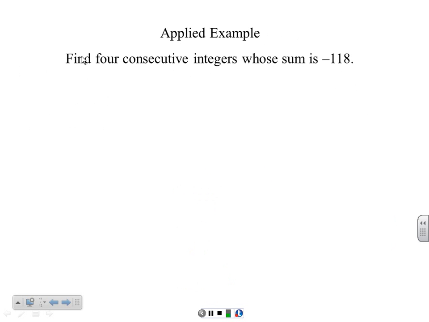Alright, let's look at this problem. It says find four consecutive integers whose sum is negative 118. So again, our first number is going to be n, and we're adding. Sum tells me that we're adding. Our next number is going to be n plus 1, so we have two numbers accounted for. Our next number is going to be n plus 2, so there's three numbers accounted for. And the next number is going to be n plus 3, so there's four numbers accounted for, four consecutive integers, and we have to make them equal to negative 118.